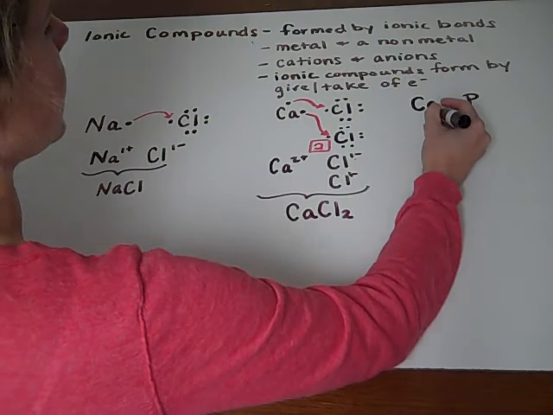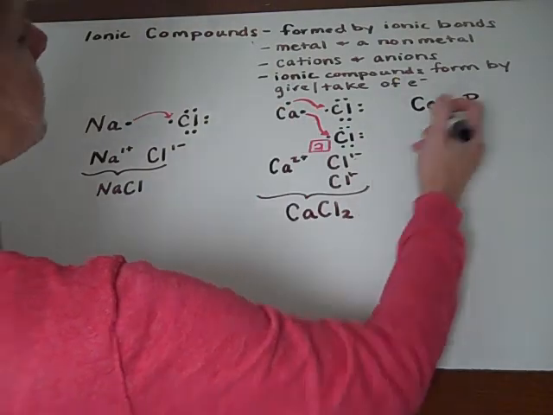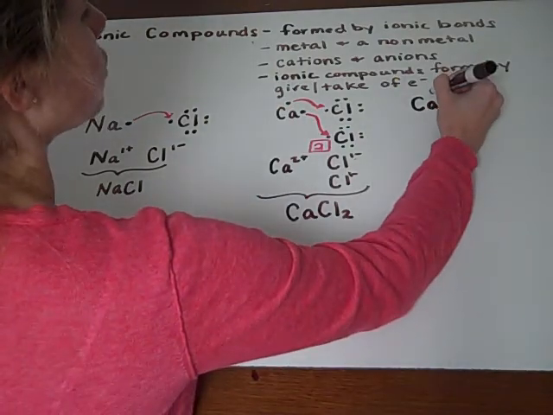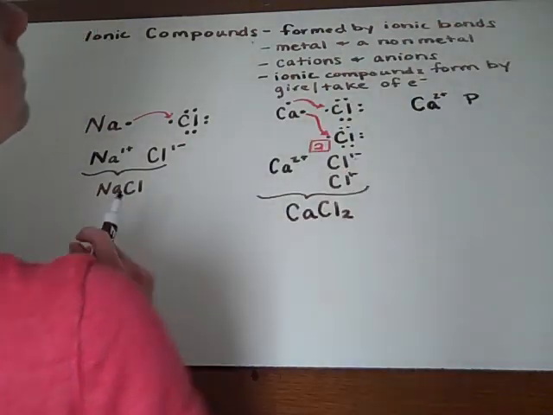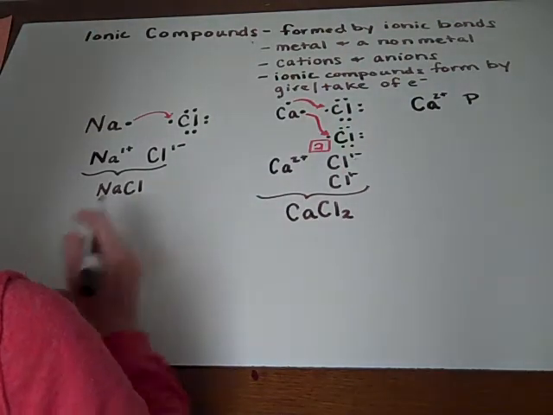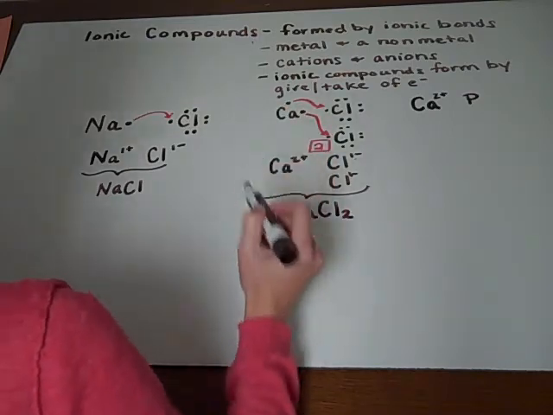Now if we look at Ca, we're not going to look at its electrons this time. We're just going to look at its charge. Its charge is 2 plus, right? It's in our 2 plus column. Wants to give away 2 electrons, right? We just looked at that here.